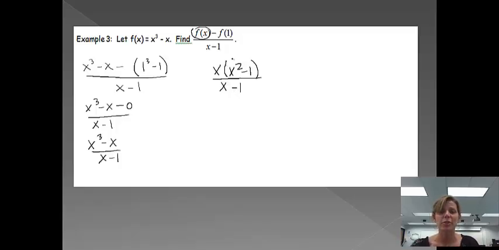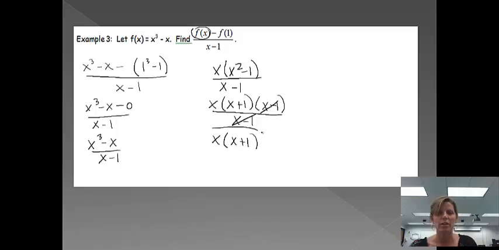And then I do notice that I have a difference of squares, so I get to keep going. Lucky me. This is going to factor as x plus 1 times x minus 1, all over x minus 1, and now we hit the bonus because now I can cancel the x minus 1 in the denominator with the x minus 1 in the numerator, since we have all factors up there, and I will be left with x times the quantity x plus 1. So that will be my simplified answer to evaluating that expression. So now you should be able to evaluate functions at a certain point.